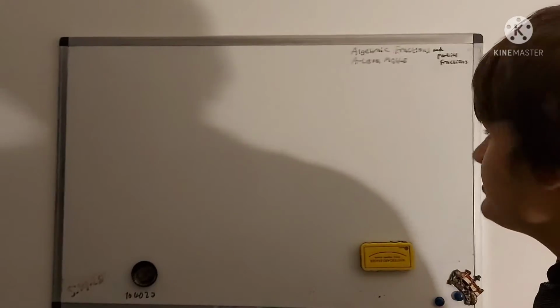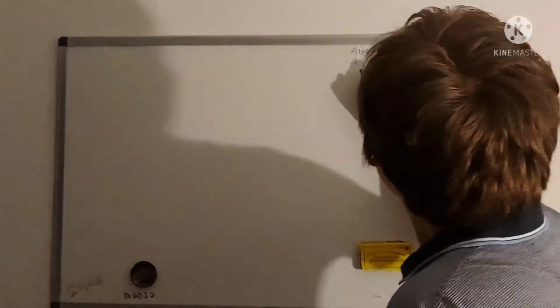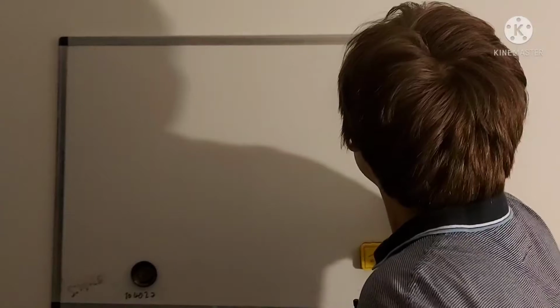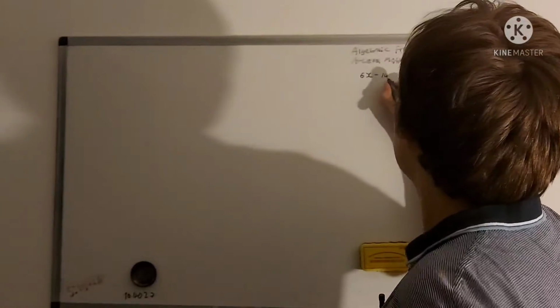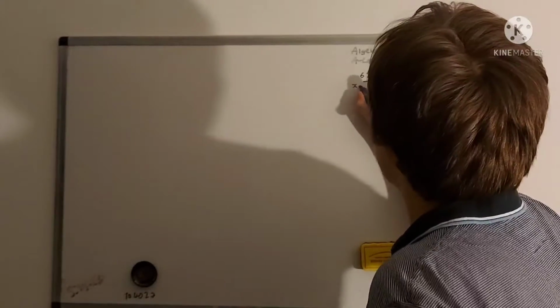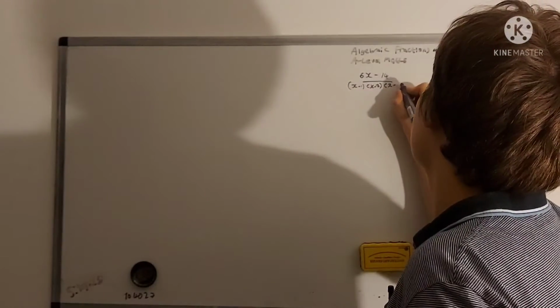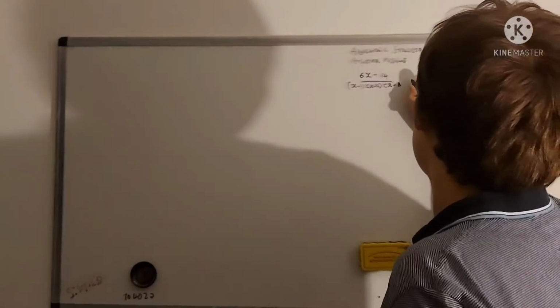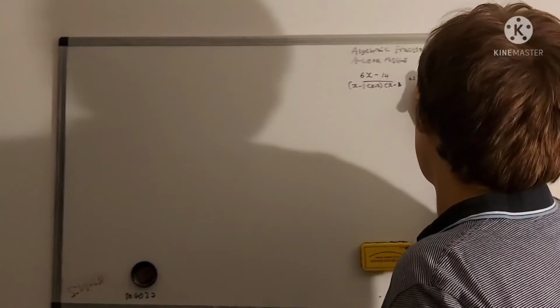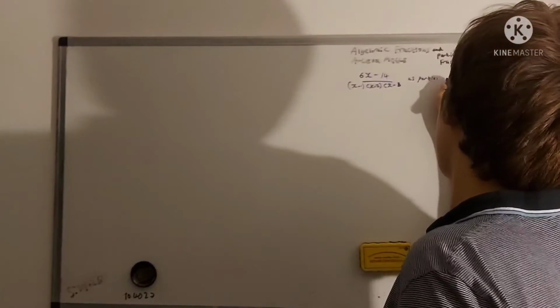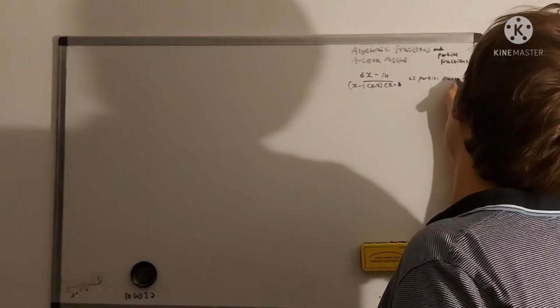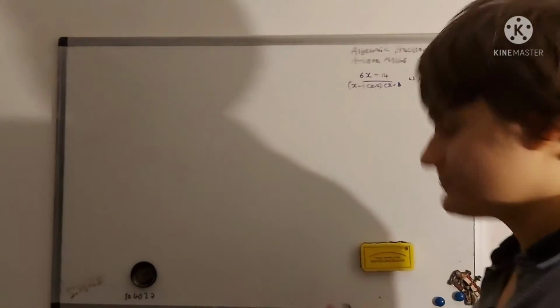Please, could you have a go at this as well: 6x take away 14 over x take 1, x take 2, x take 3, as partial fractions. Give you a minute, off you go.